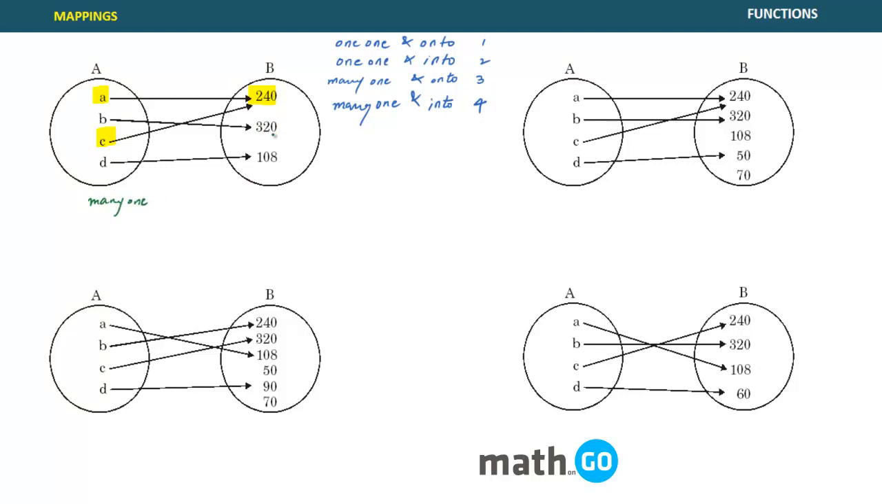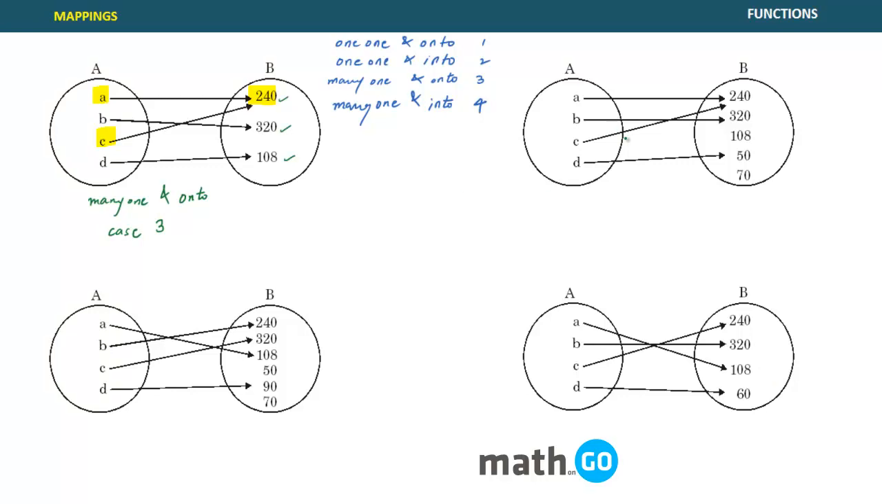Now let us talk about onto or into functions. For onto, the codomain should be equal to the range. For the range, 240 is a part of range, 320 is a part of range, and 108 is also a part of range, because these are all outputs. Here the codomain is equal to your range. So this is many-1 and onto. So if I have to answer, this becomes my option 3. So this is case 3.